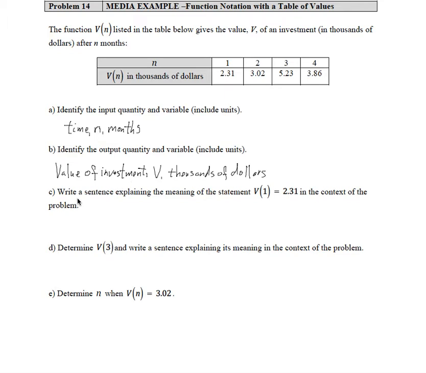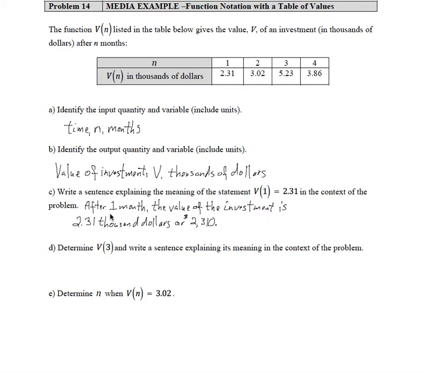Part C, we want to write a sentence explaining the meaning of the statement V of 1 equals 2.31 in the context of the problem. V of 1 means 1 is input, equals 2.31, 2.31 is output. I'm going to write my sentence here. I recommend you pause the video and write in your own paper and see if you get the same result.